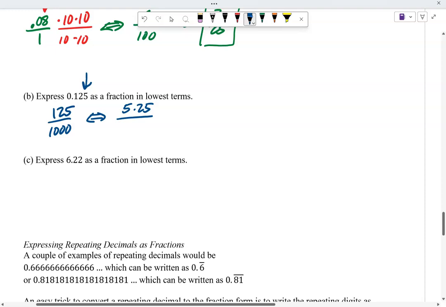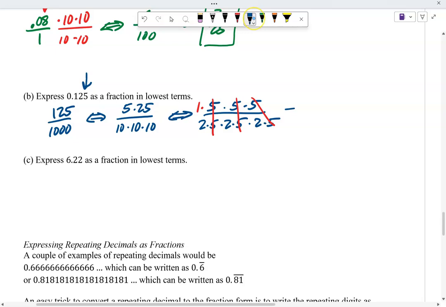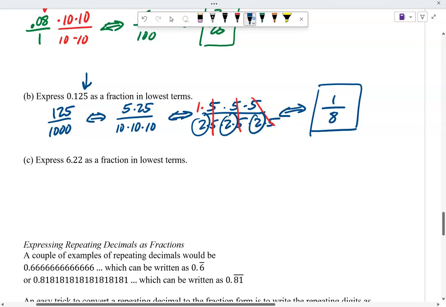would be 125. Now 1,000 is 10 times 10 times 10. So let's keep going with that. The 25 factors into 5 and 5. The 10 would be 2 and 5, another 2 and 5, and another 2 and 5. So notice 5 over 5 cancels, that's 1. 5 over 5 cancels, that's 1. And then 5 over 5 cancels. So I'm just left with a 1 on top, right? 1 times all this. So I have a 1 on top, and then 2 times 2 times 2 is 8. So this 125 over 1,000, 0.125, is just 1/8.